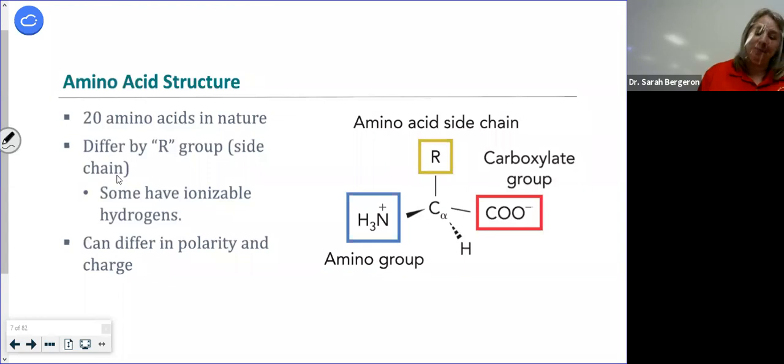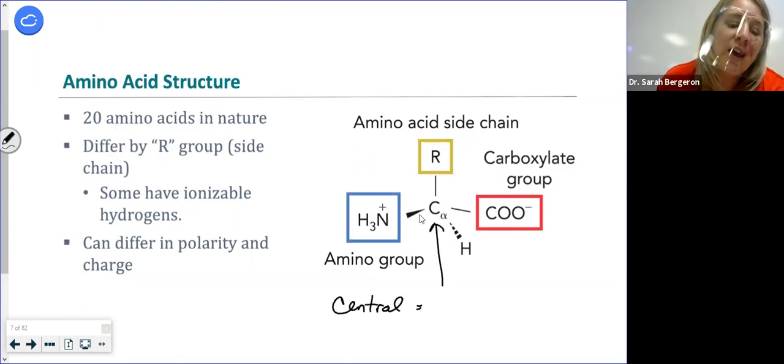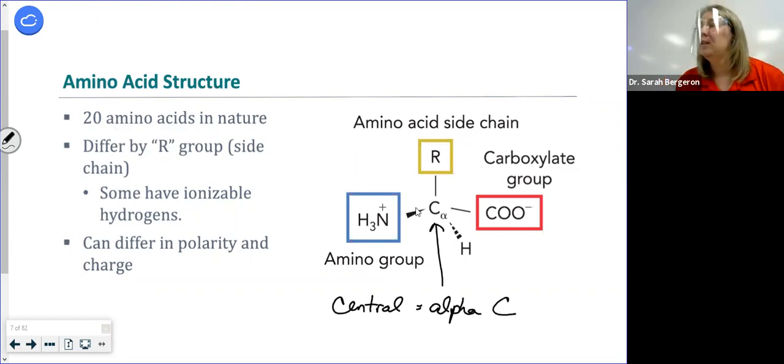So let's back up for just a minute and let's talk about amino acid structure. Right, so we know we have 20 different amino acids, and those 20 different amino acids are on that sheet that I was talking about earlier. And the way that they're different is by their R group, right? So if you look here, this central carbon, we call this the central or the alpha carbon, same thing. The alpha carbon has the side chain attached to it. It also has the 2 functional groups attached to it. Those are the amino group and the carboxylate or carboxylic acid, however you want to think about it. And then that alpha carbon has a hydrogen attached to it.